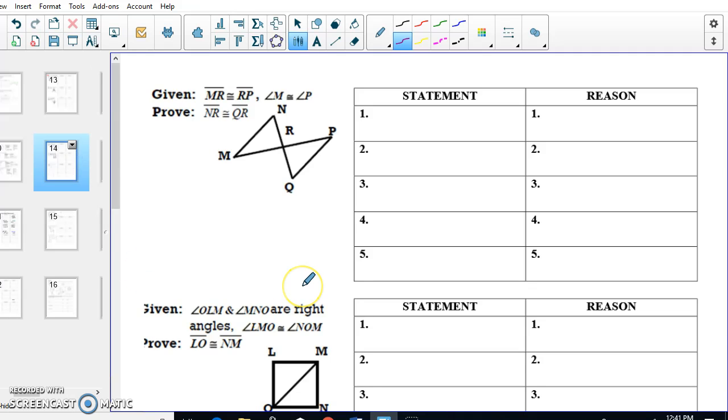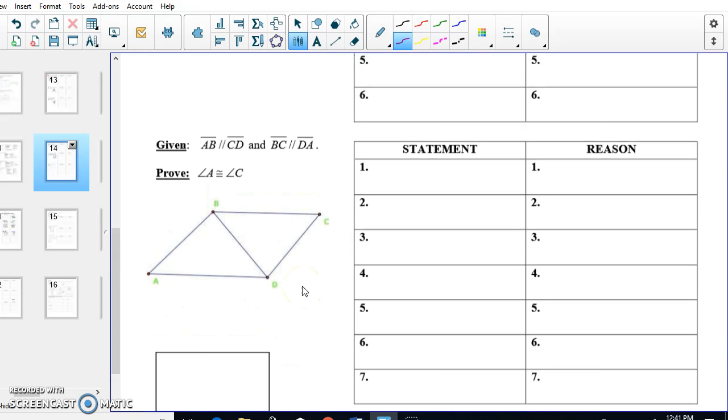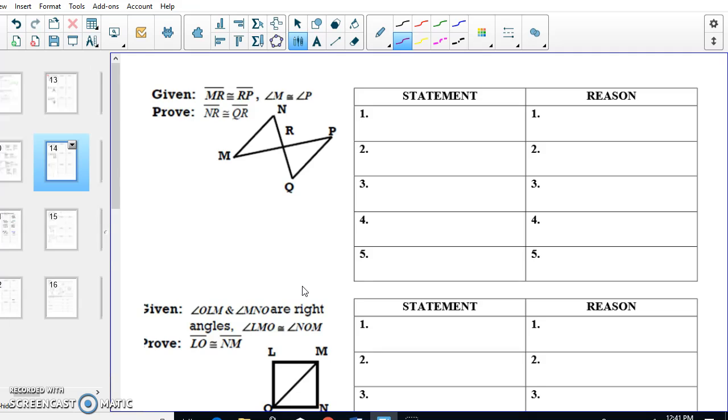All right, and this is the last page you're going to finish up here. I didn't mark these ones yet, but you should really start to see what I'm doing here. That MR is congruent to RP, bam, bam. Angle M is congruent to angle P, bam, bam. And now they want me to prove these triangles congruent in order to prove these sides congruent. Well, what's the only thing I can add here? Vertical angles, bam. So I have angle, side, angle.